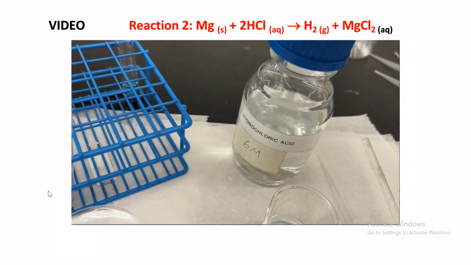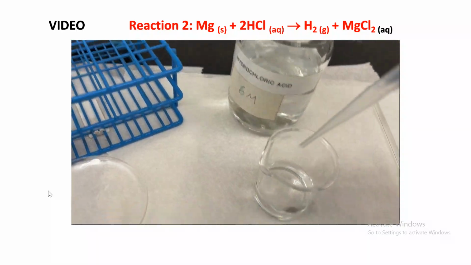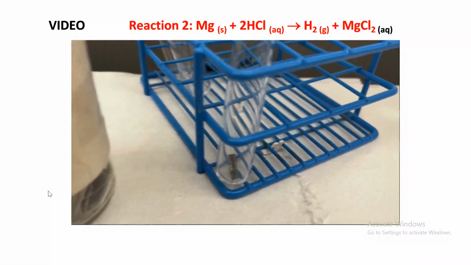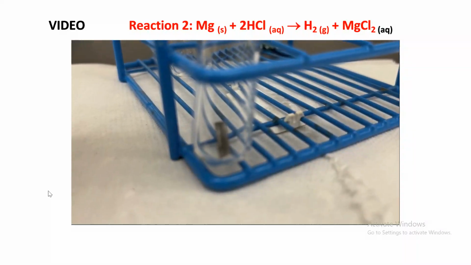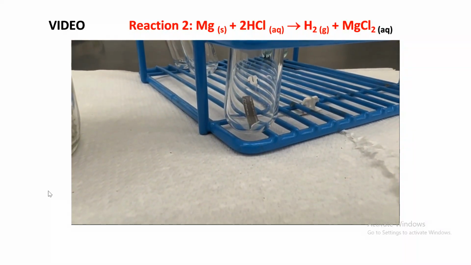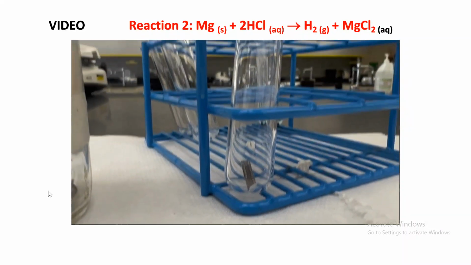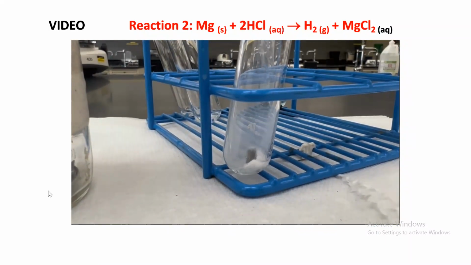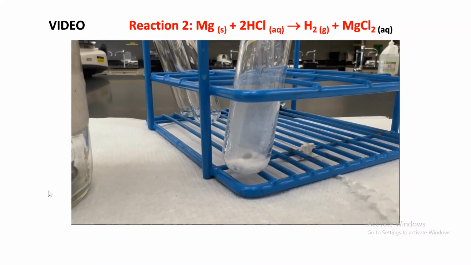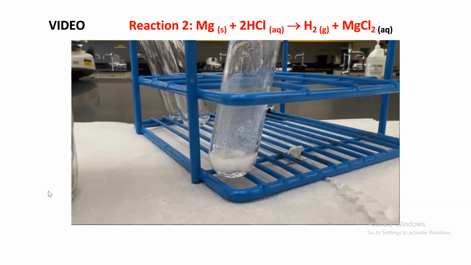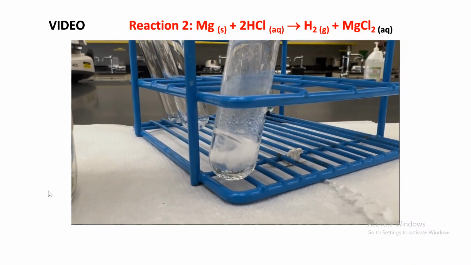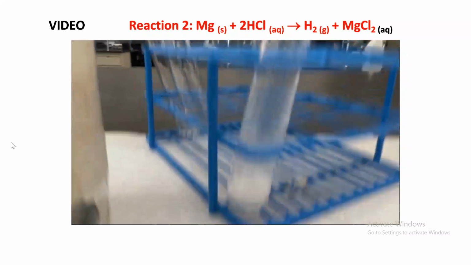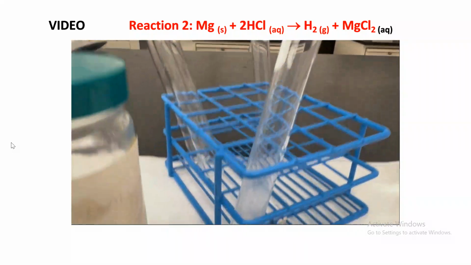All right, we're going to make sure the lid is closed. Again, with a clean disposable pipette, we are going to add. Now, watch what's going to happen as soon as we add the acid to the magnesium. All right, we are adding it. The reaction immediately starts. Vigorous reaction. And all this gas that you're seeing is hydrogen gas right here. This is hydrogen gas.